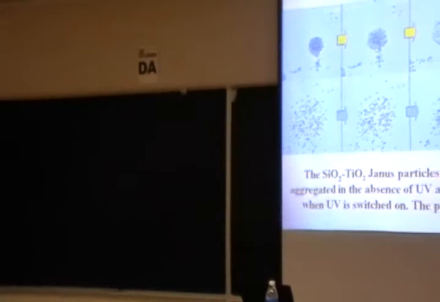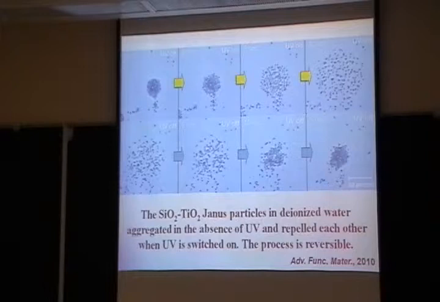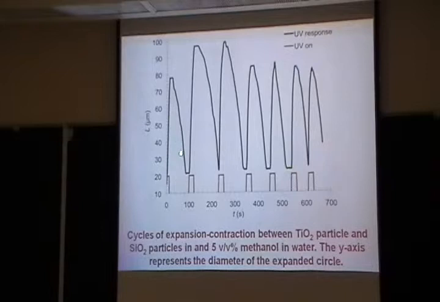And this is silica titanium Janus particles. They do the same thing on and off. When you turn them on, in this case, they move out. And when you turn them off, they move in. You can follow this. So this is when the UV light is being turned on, and you can see this oscillatory behavior.